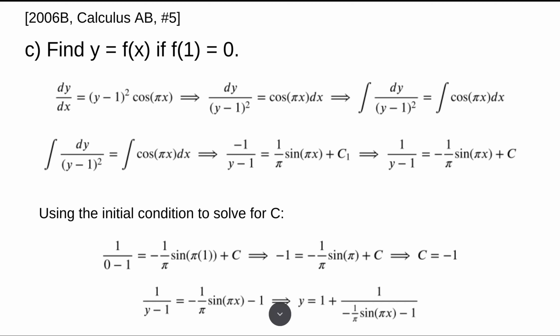Substituting negative 1 in for c and then solving for y, we get y equals 1 plus 1 over (negative 1 over pi times the sine of pi x minus 1). You really don't have to worry about simplifying this. As long as it's correct, you should get whatever points are allotted for having the solution here. Don't feel the need to have to figure out what that is equal to in some form that might look prettier. You don't have to do that.